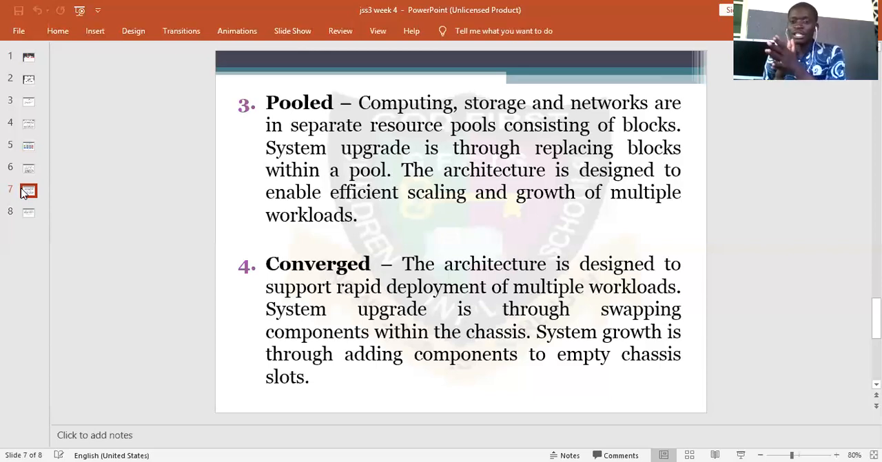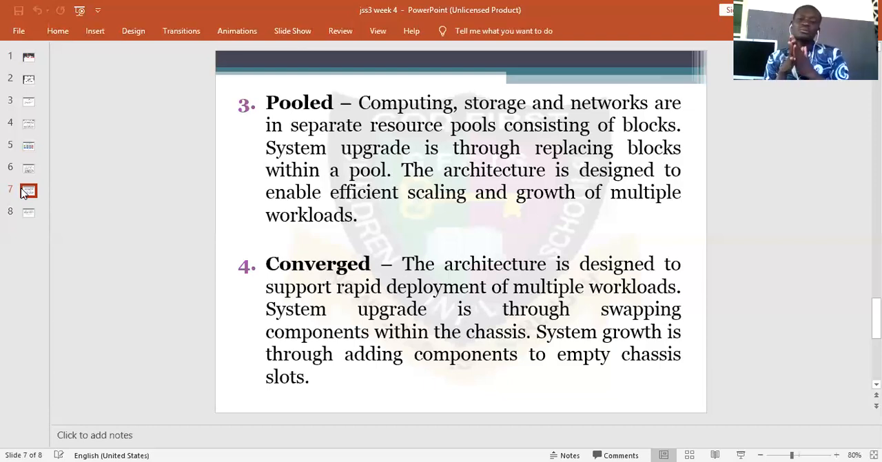Another family joined together as a family. Another set of items joined together as a family. And each working together collectively for a particular thing. Now, when we talk about converged, this architecture is designed to support rapid development of multiple workloads. System upgrade is through swapping components within the chassis. System growth is through adding components to empty chassis slots.